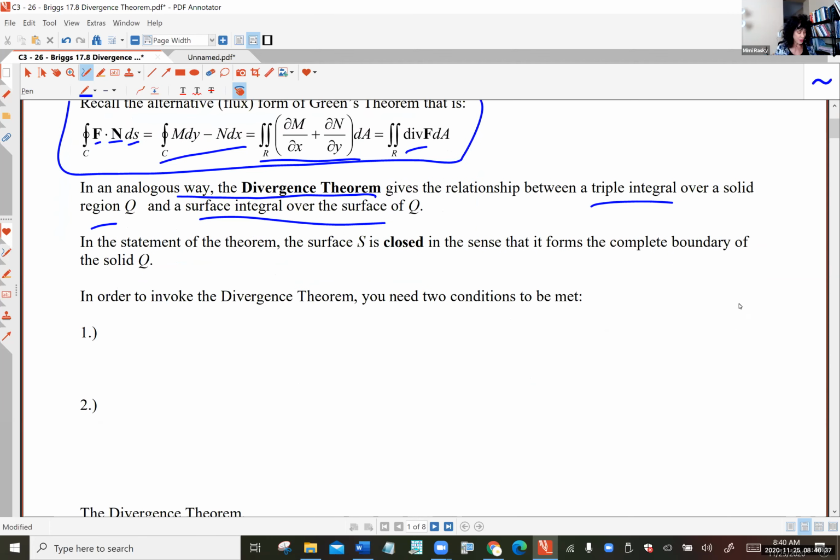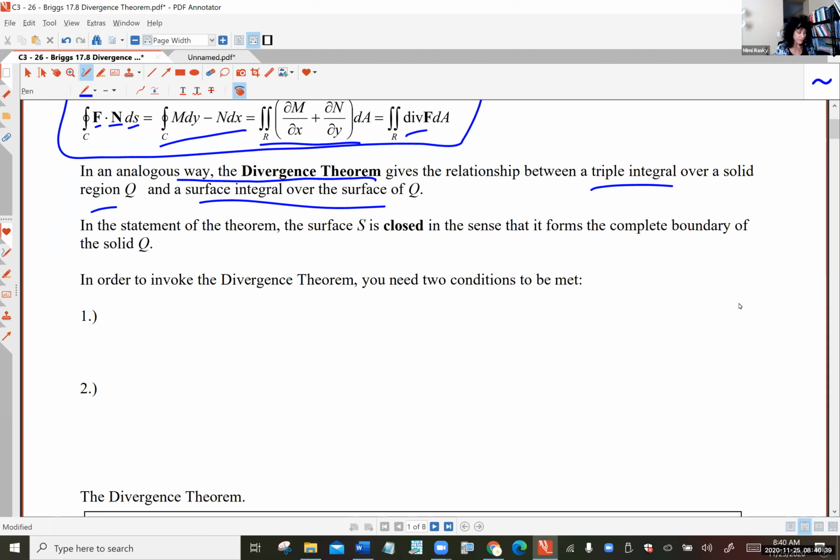All right. So in the statement of the theorem, the surface S is closed, and this is key. You cannot use the divergence theorem on surfaces that aren't closed, just like you're not allowed to use Green's unless the curve is closed. Otherwise, forget it. Go do the line integral by brute force, or if it's conservative, use the fundamental theorem of line integrals. The surface is closed if it forms the complete boundary of the solid. That's how you know it's closed.